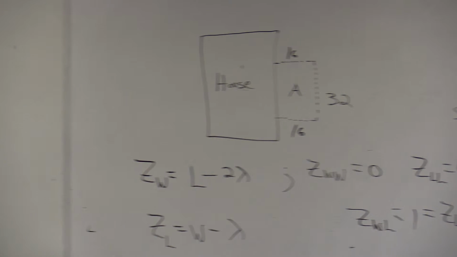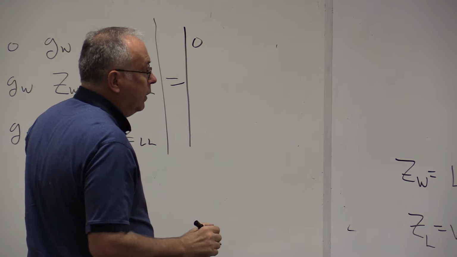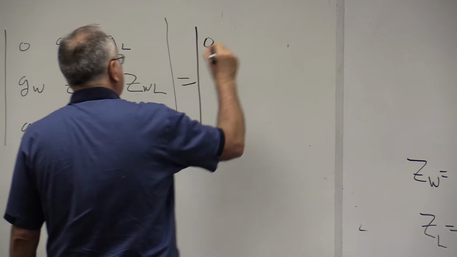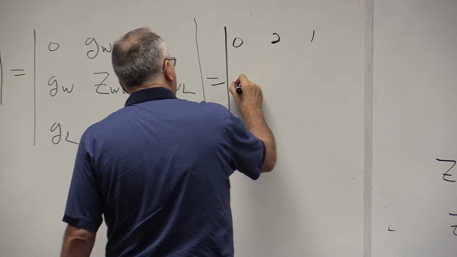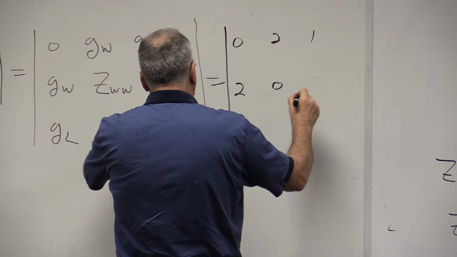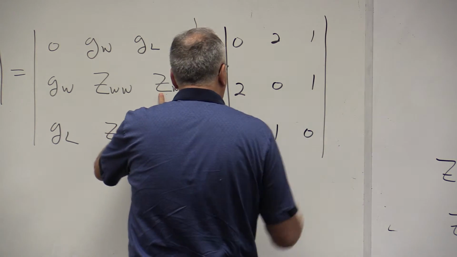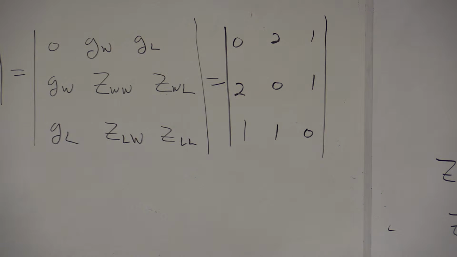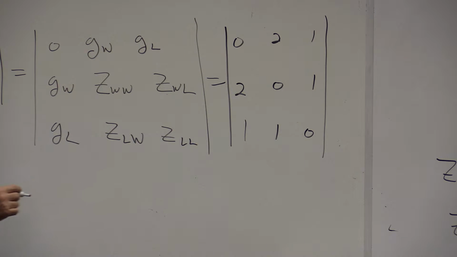Let's find out what this is. We wanted to take the determinant of 0, G sub W was 2, wasn't it? G sub L was 1, 2, 1. Z sub WW was 0. This was a 1, 1, 0 there. Okay, so hopefully this will turn out to be positive. Otherwise, I'll be embarrassed. Okay, because we want a maximum. I'm confident that gives us the maximum.